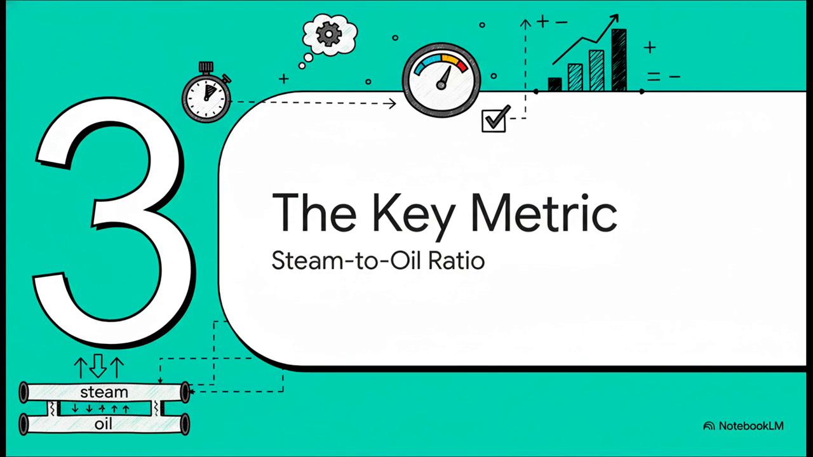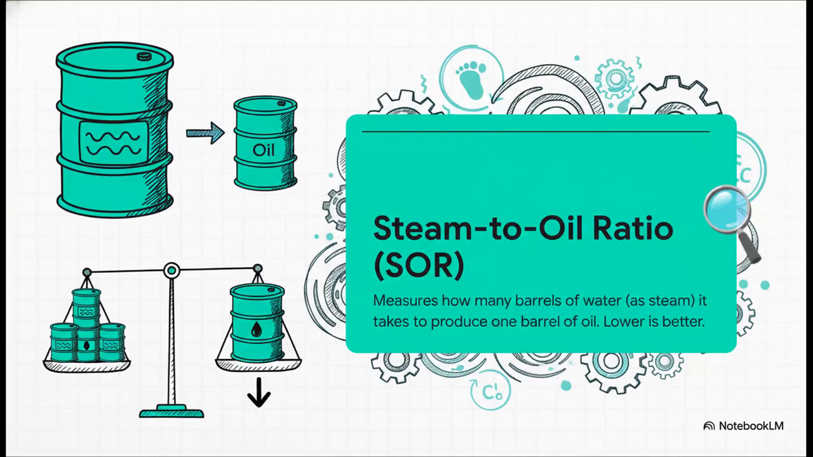So now we know how it's done. But we need a way to measure just how efficient this all is. How much energy does this actually take? Well, in the world of SAGD, there is one metric, one number that rules them all. And that metric is the steam-to-oil ratio, or SOR. It's a beautifully simple way to think about efficiency. It answers one critical question. How many barrels of water did you have to boil into steam to produce just one single barrel of oil? The lower that SOR number, the more efficient the whole process is.